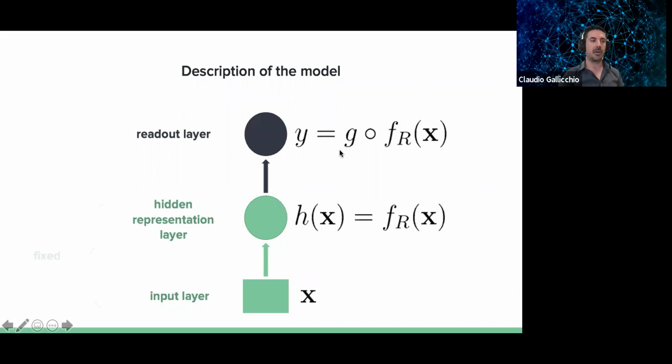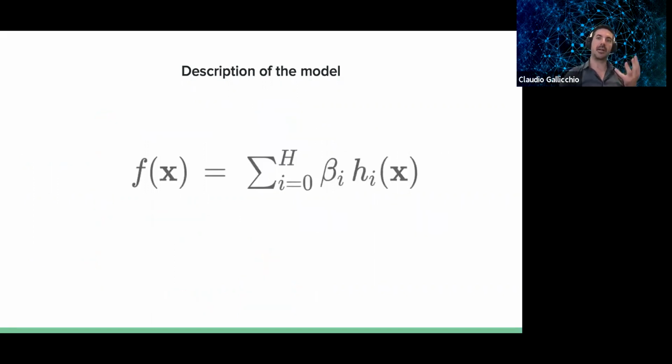So in practice, in randomized models, we fix the parameters of this hidden representation layer, or let's say this function FR is fixed, and only the readout layer is trainable. So in practice, we have two operations: an inner operation, the representation function computation, that is fixed, and the outer computation that is trainable.